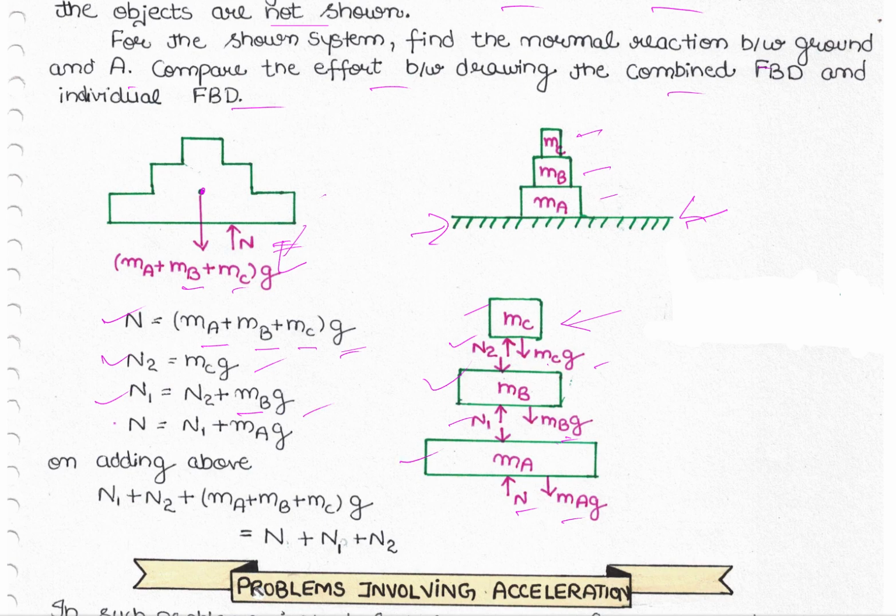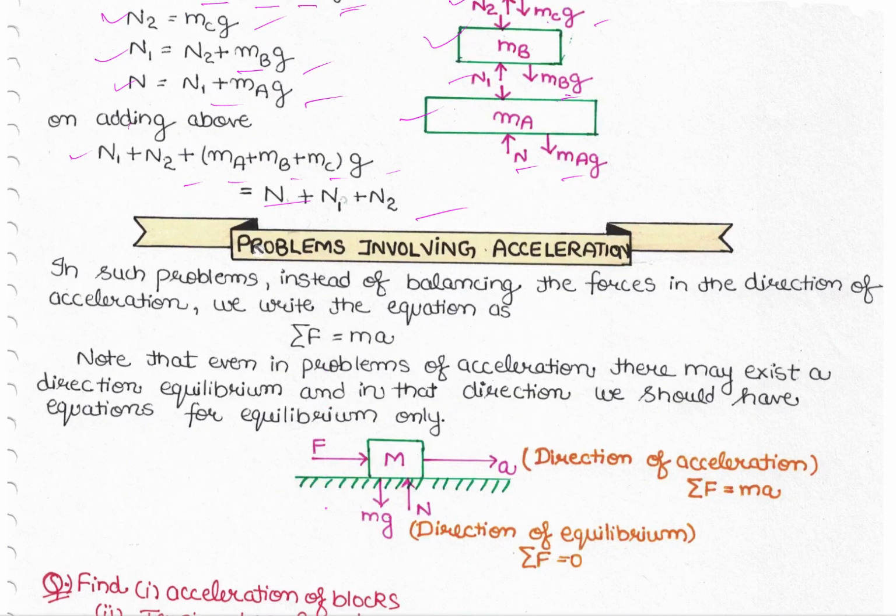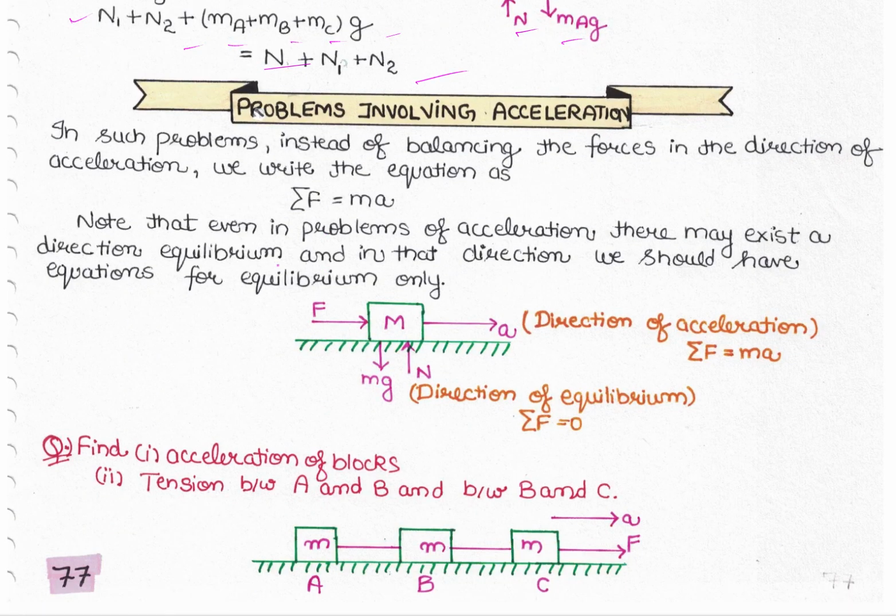For this one, N is equal to N1 plus MAG. Adding the above, we get N1 plus N2 plus (MA plus MB plus MC) G is equal to N1 plus N2 plus capital N. Okay. Now problems involving acceleration.